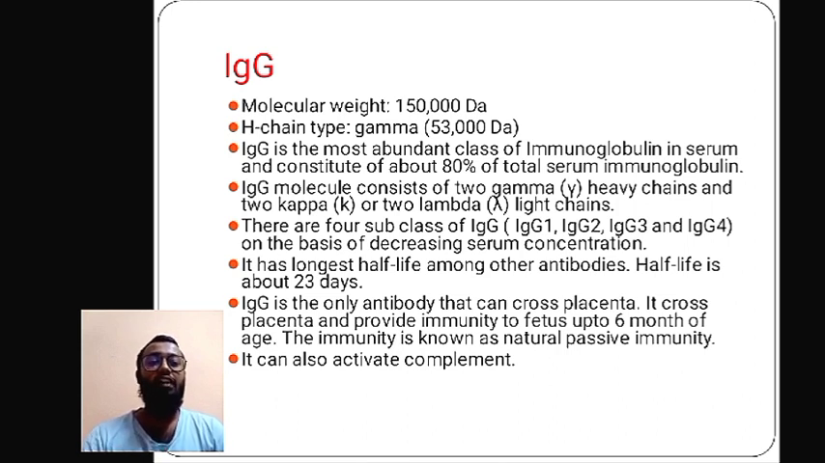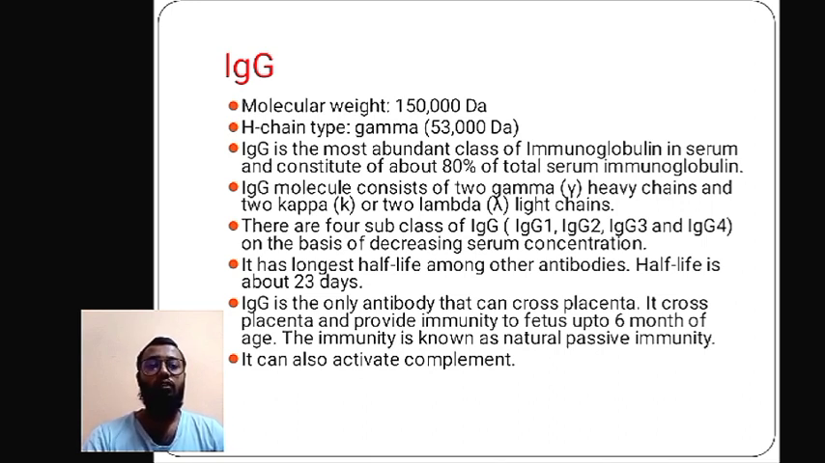So if we got the IgGs from our mother, this immunity is known as natural passive immunity. We all know about active immunization and passive immunization, and this is a type of natural passive immunity. IgG also activates the complement system, whether through the alternate pathway, the classical pathway, or other pathways. So IgG plays a very vital role against infections.